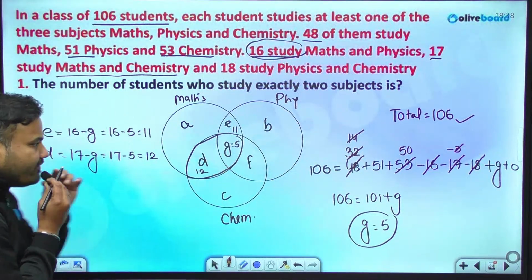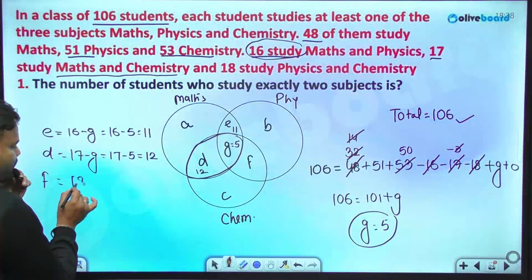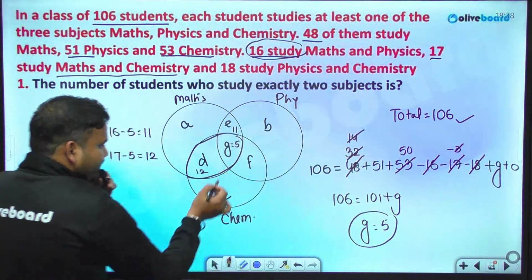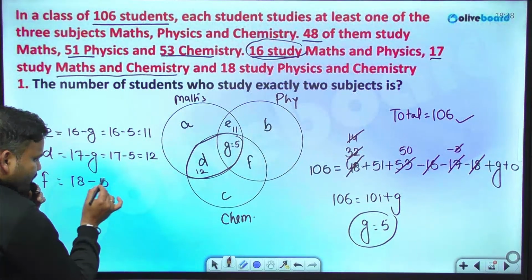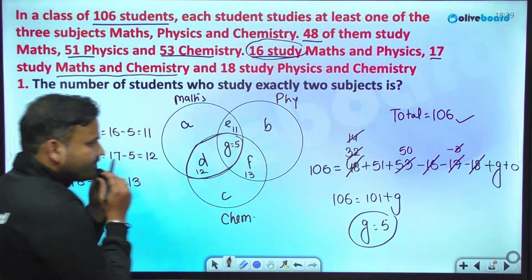And what about F? F will be the entire count, 18, of students studying physics and chemistry, minus 5. So basically this is 13. So you got the value as 13 over here.